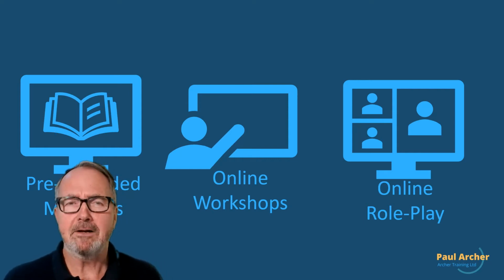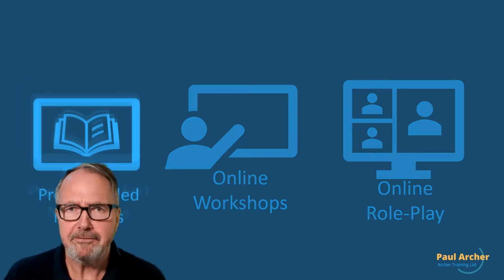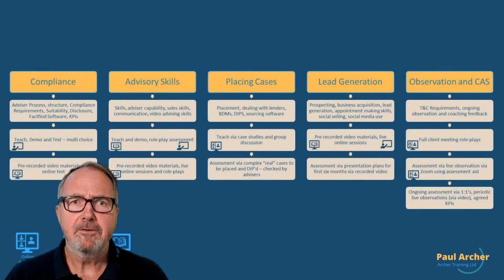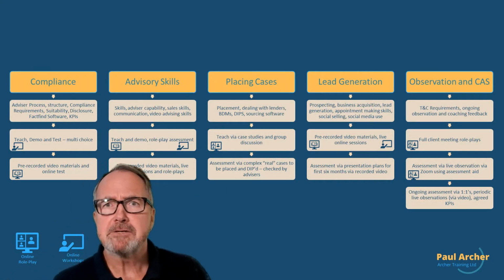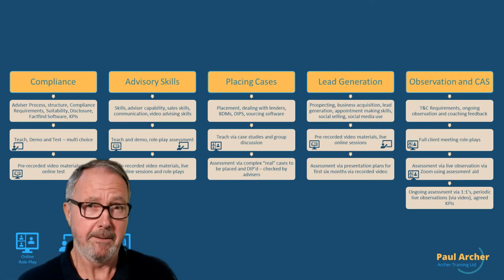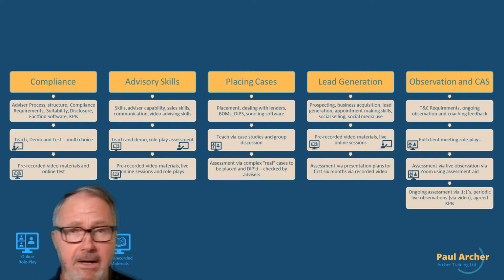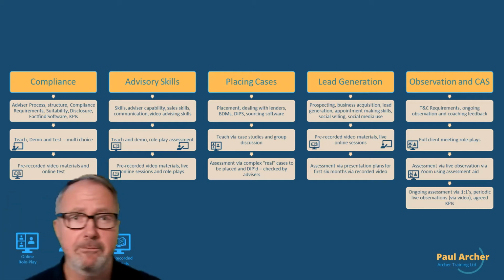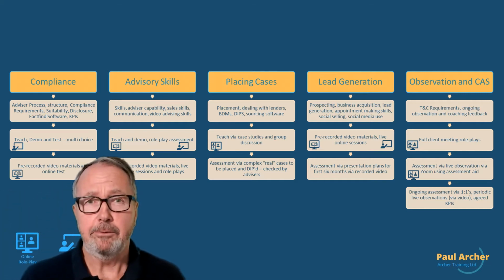Let's take a look at the detail of my little acronym for you then. So I've got for you here the full Monty: the compliance, advisory, placing cases, lead generation and observation and CAS, my CAPLO. Now there's an awful lot of information there, so I'll get out of the way so you can see it. So I'm going to zoom in a bit now and take you through each part.